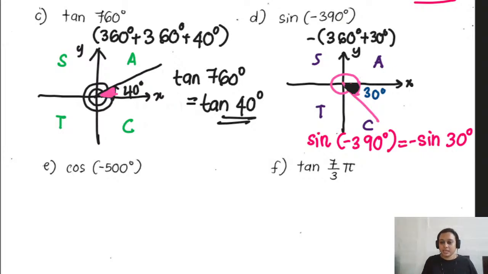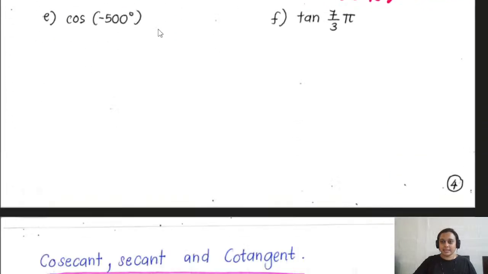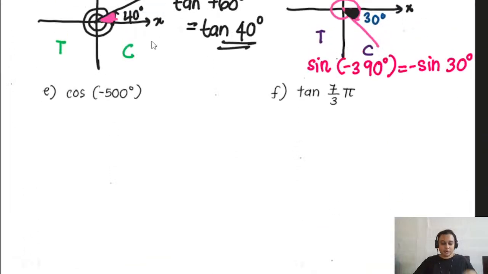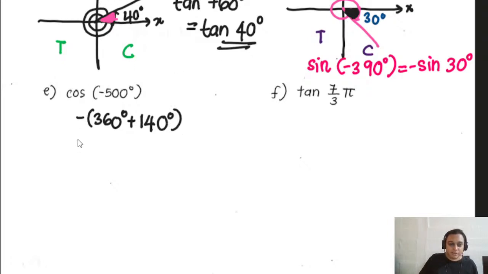Okay. E. Cos negative 500. 360 tambah berapa dapat 500? Okay. 140. So negative, dia kena start daripada bawah lukisan. Okay, so one cycle, satu kitaran. 140 will be here.